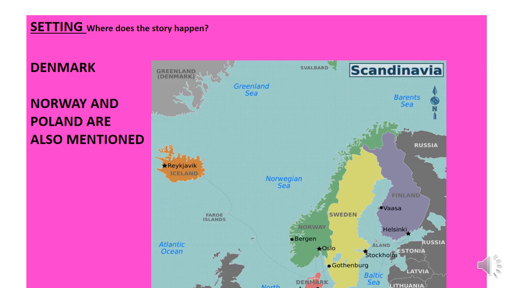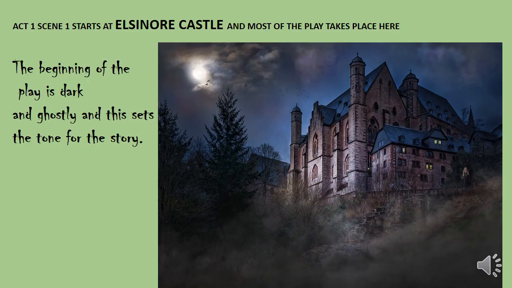Setting, where does the story happen? So most of the story takes place in Denmark. Have a look on the map to see where Denmark is so that you know something about where in the world this happens. Norway and Poland are also mentioned in the story, so you need to know where those countries are. Act 1, Scene 1 starts at Elsinore Castle, and most of the play takes place here. Get to know this name, Elsinore.